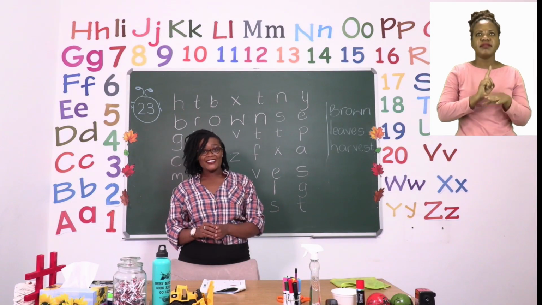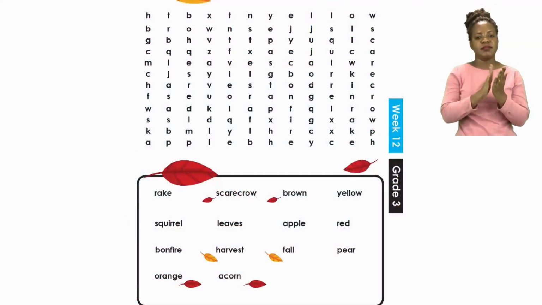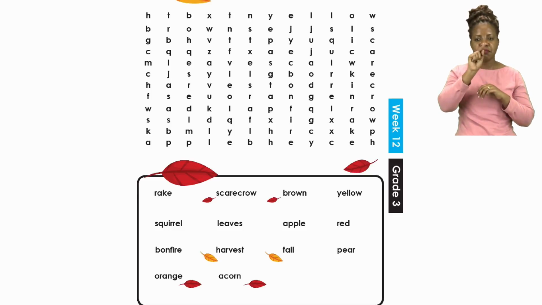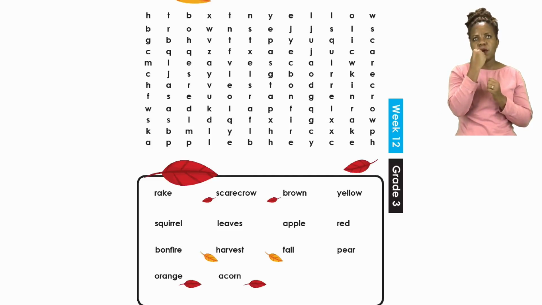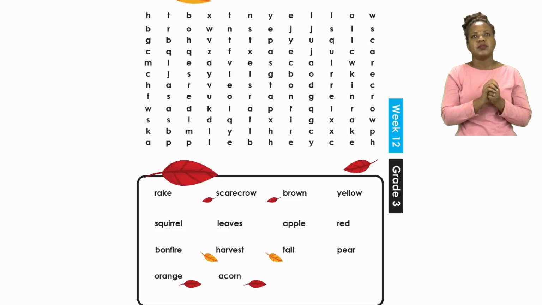For our first exercise now, let's turn to page 23. On page 23, we are going to be doing a word search. Now this word search is all about autumn. We have beautiful words such as rake, squirrel, bonfire, orange, scarecrow, leaves, harvest, acorn, brown, apple, fall, yellow, red, and pear. Now it's our job to find all these words in our jungle full of words.